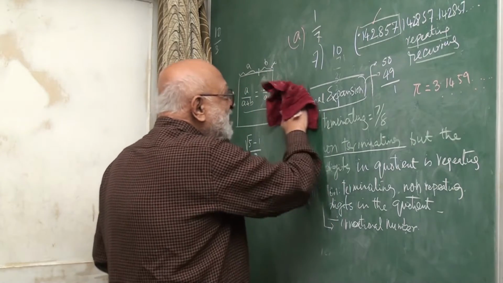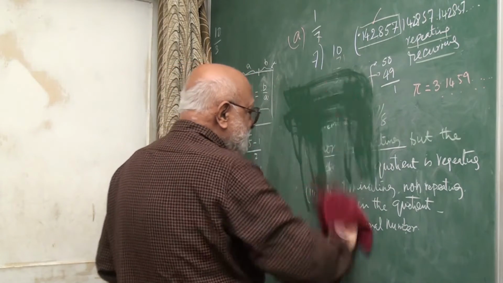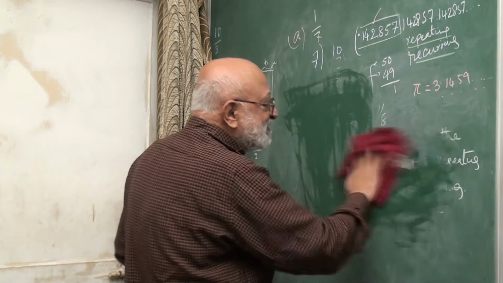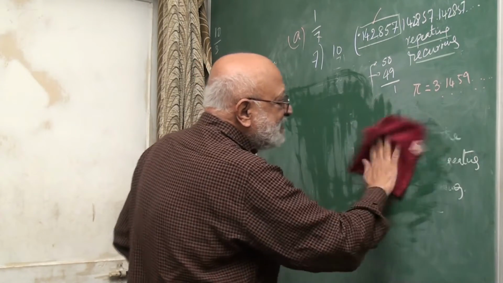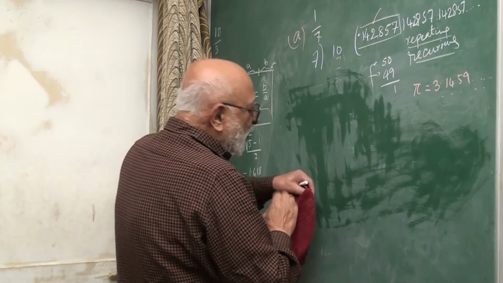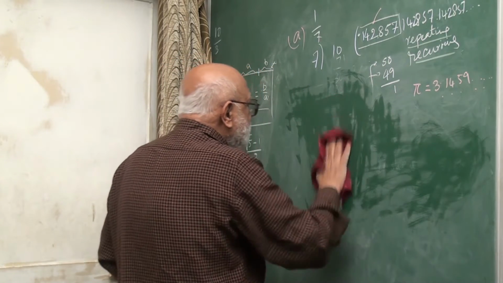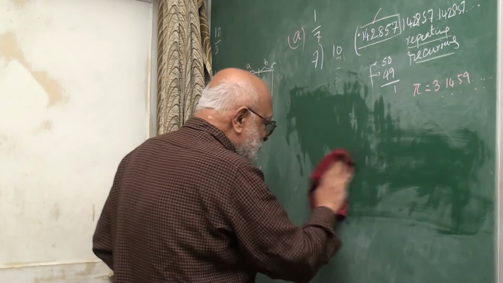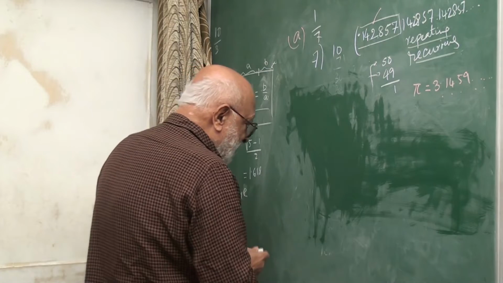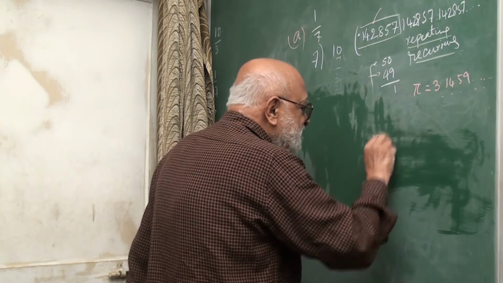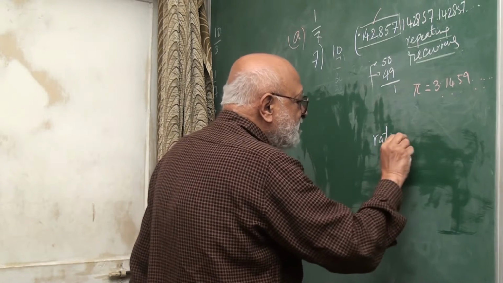So there are cases. What would be the cases? One case is very easy: it terminates, like 7 by 8. We have no problems, this is straightforward. And what is the advantage of this kind of rational number?